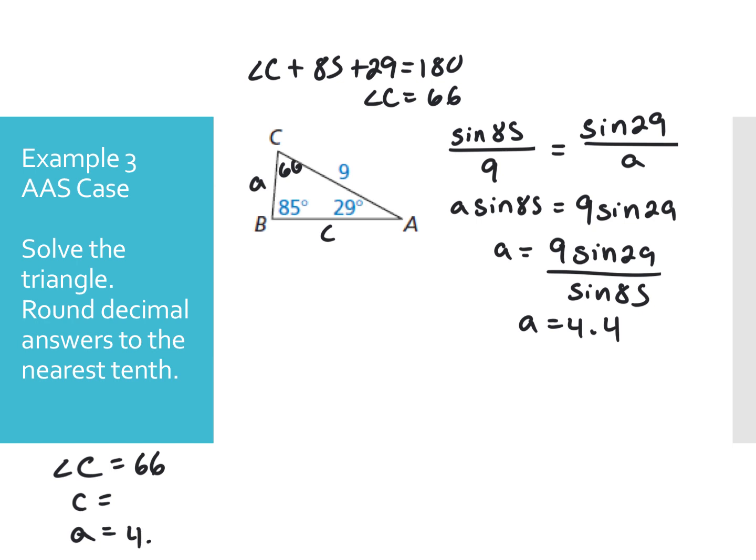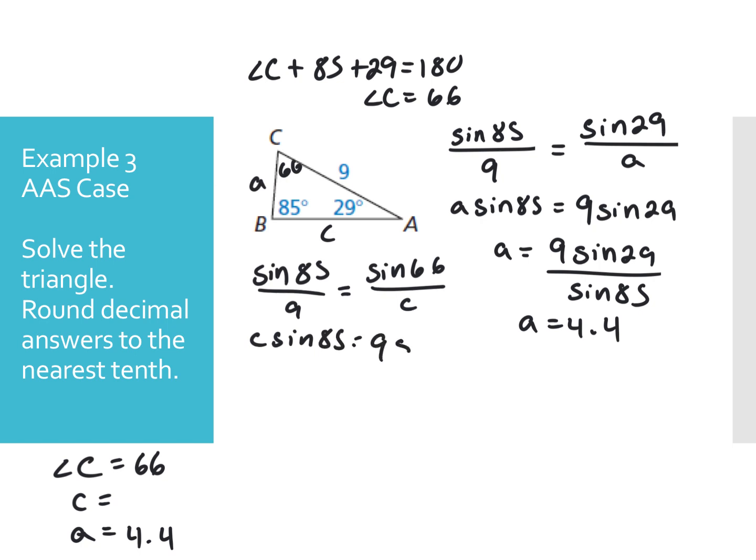So that's A, 4.4. Now to find side C, I'm going to use the same sine 85 over 9 because that's the only thing that's given. I always prefer to do that. It makes it less likely to make a mistake. So sine 85 over 9 equals sine 66, the angle we found, over C. Again, cross multiply, C sine 85 equals 9 sine 66. I'm going to divide and I'm going to get 9 sine 66 over sine 85. So I'm going to go ahead and plug that into my calculator.